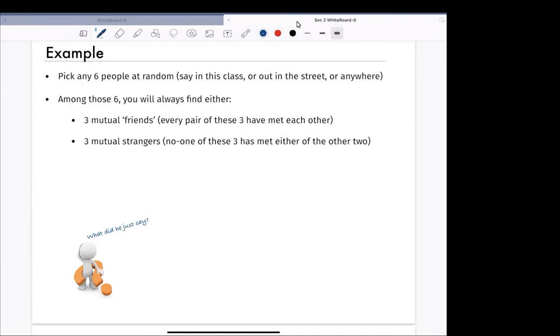You pick 6 people. Okay, so any 6 people. 6 people in this classroom, 6 people on campus. You go to the beach, people are hanging out somewhere. Pick any 6 students, or go out to the streets of Philly, pick 6 anywhere in the world. Okay, so here are 6 people.